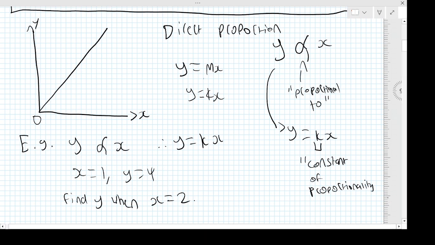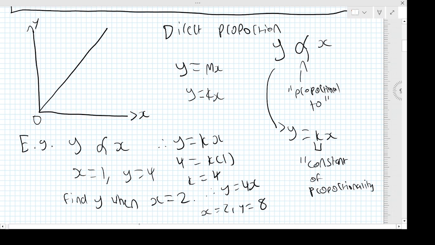So y is 4, then x is 1, so I'm going to have k lots of 1. That allows me to find k. So k is 4 over 1, which is just 4. Therefore, y is equal to 4x. That means I've got a clear expression for y in terms of x. But then when x is 2, y is equal to 8. 4 times 2 is 8.